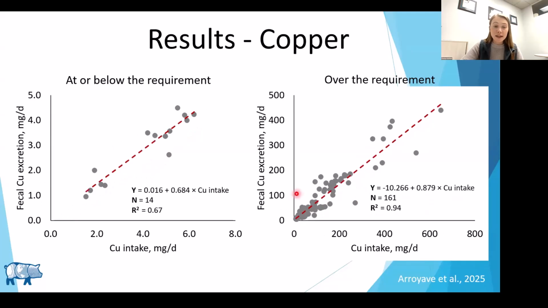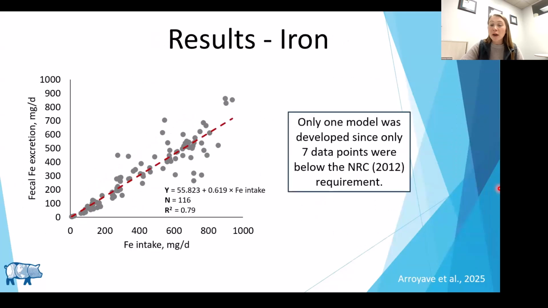When moving to copper, we see a very similar story, again with 68.4% when we're at or below the requirement. However, that increases to 87.9% when we get over the requirement of copper. Now for iron, we only had 7 data points that were below the NRC requirements. So we ultimately ended up just developing one model since we did not have a robust enough data set to separate that out into 2 separate models. And so we can see that this model accounts for 61.9% of the iron excretion in the feces.